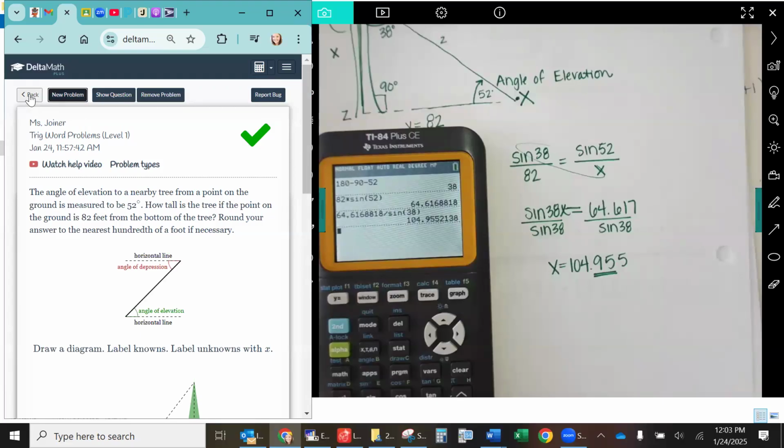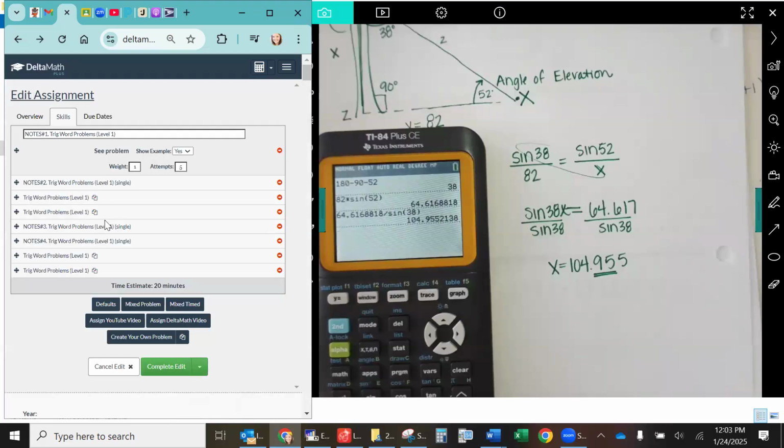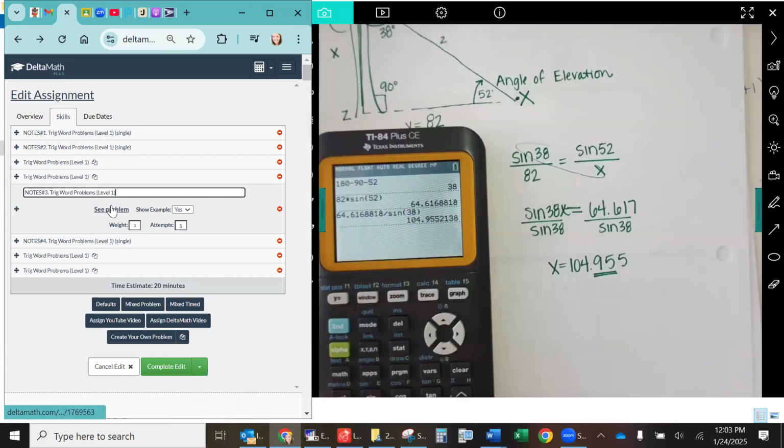Okay. Yeah, so you're literally on the first problem. Number 1, 104.96, because we had to round it.